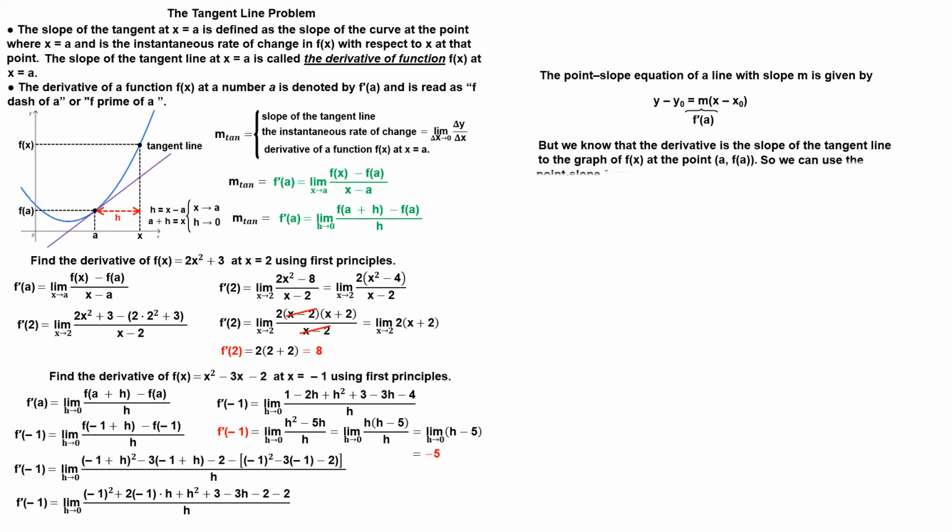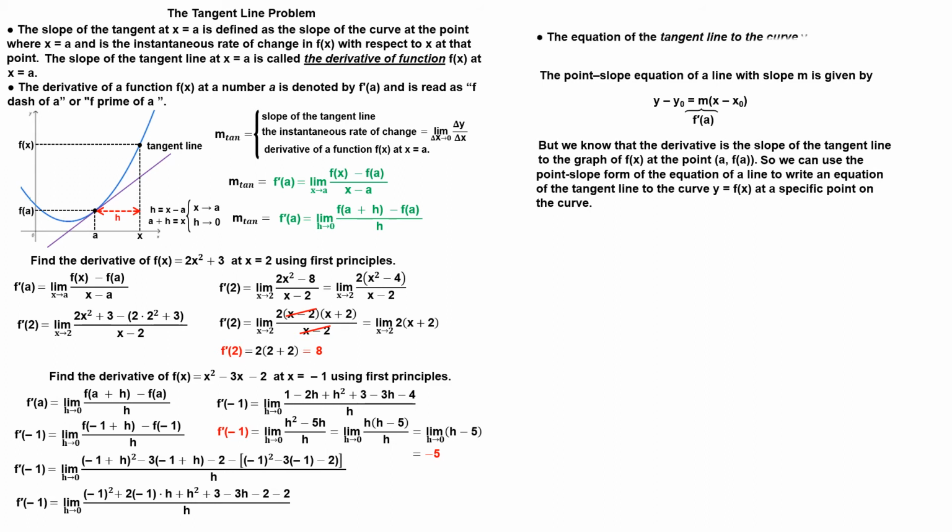So we can use the point-slope form of the equation of a line to write an equation of the tangent line to the curve y equals f of x at a specific point on the curve. The equation of the tangent line to the curve y equals f of x at the point a, f of a is given by the expression. Let's see how it works.